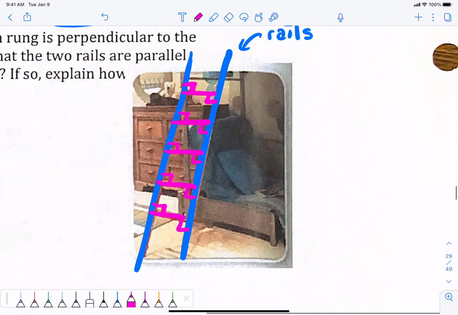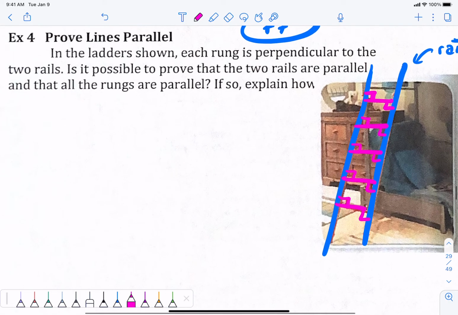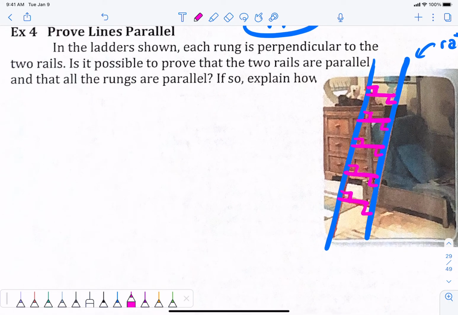Okay. Now, we know that the pink ones are perpendicular to the blue ones, right? But is it possible to prove that the two rails, meaning the two that go up and down, are parallel to each other? They have to be parallel to each other, right? Otherwise, we're going to have a really wonky ladder. That's going to be really bad, right? So those two have to be parallel to each other because of the perpendicular. So I'm going to say yes, they are parallel.